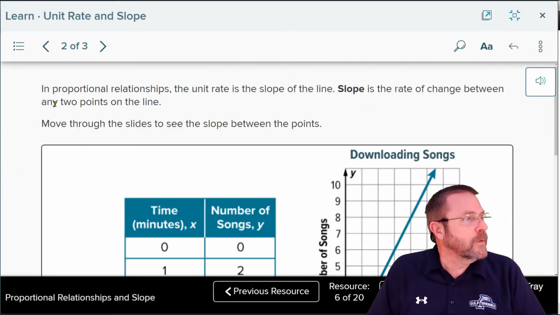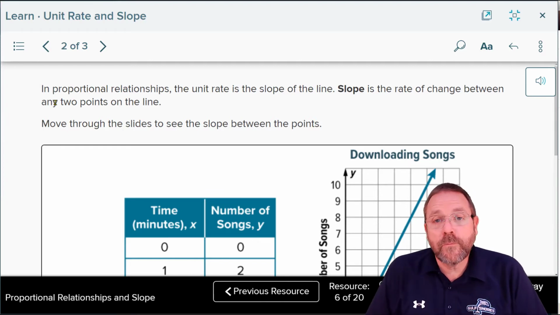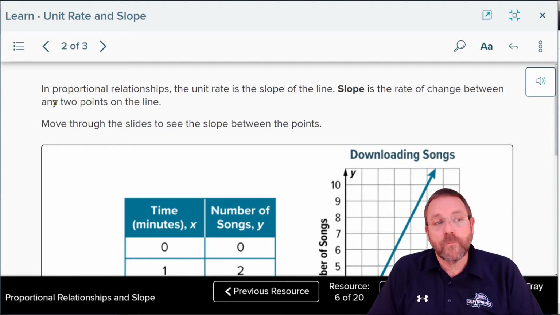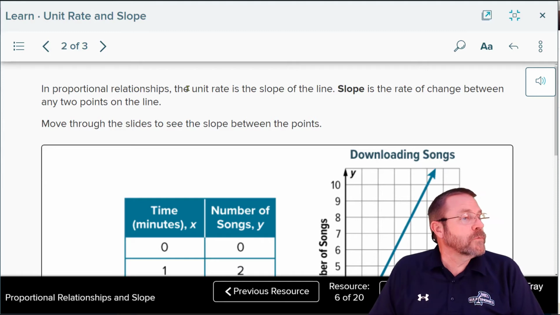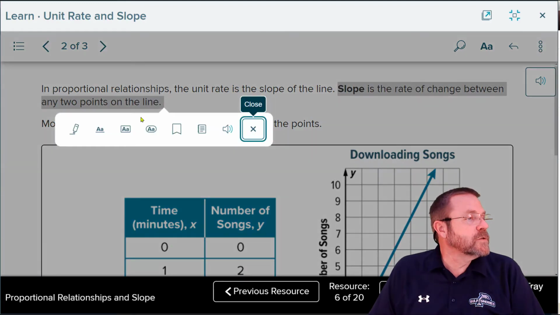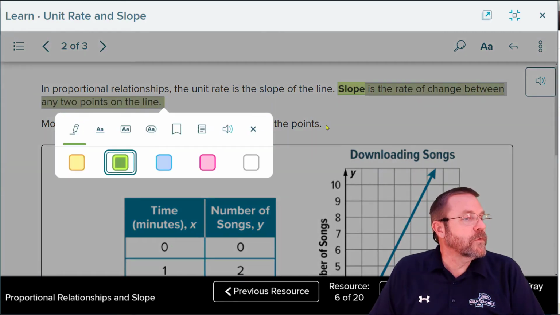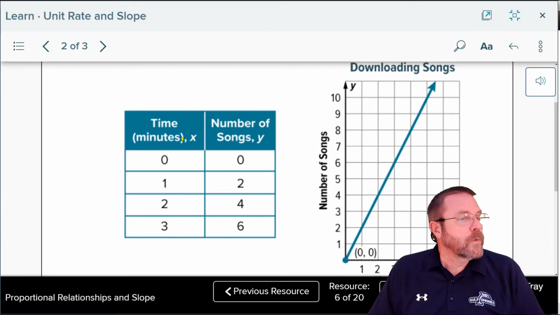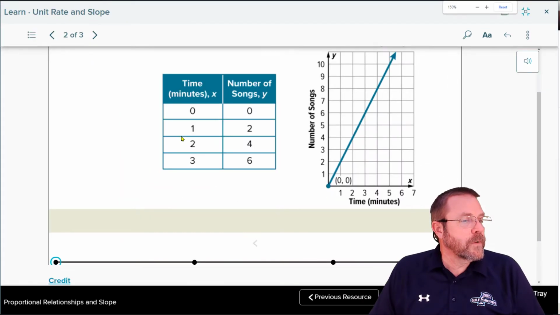Another term we get is slope, and slope is, quite frankly, another term for rate of change. In proportional relationships, the unit rate is going to be the slope, and the slope is going to be the rate of change between any 2 points on the line. Now we're going to move through some slides here to figure out how this one works.